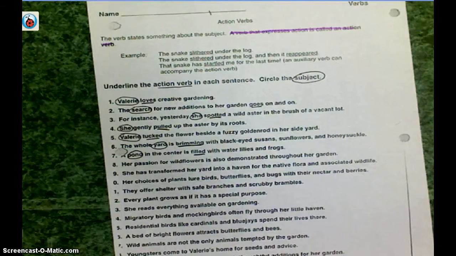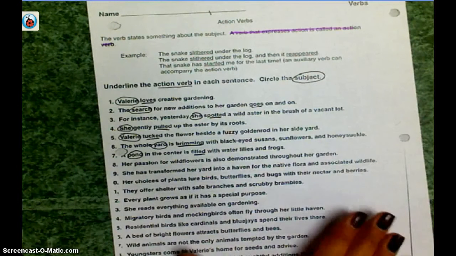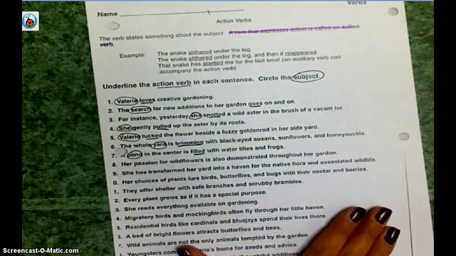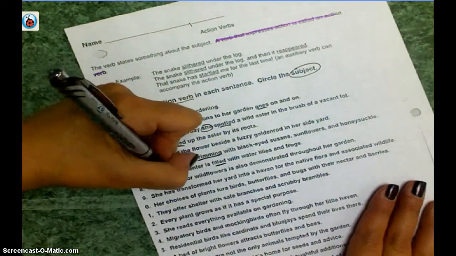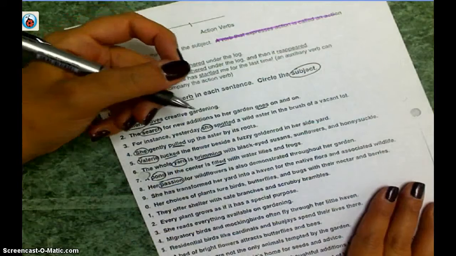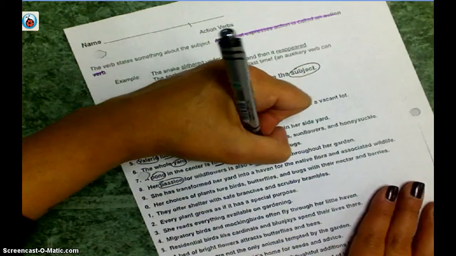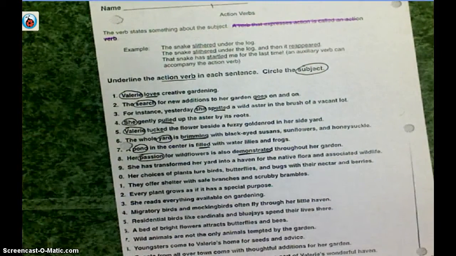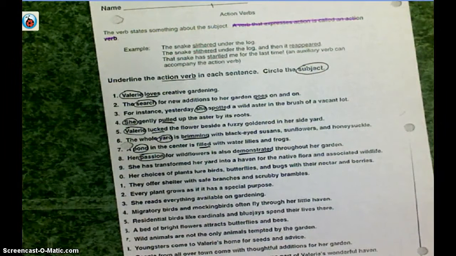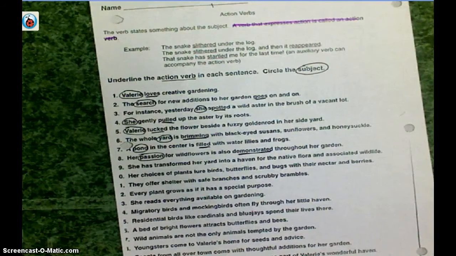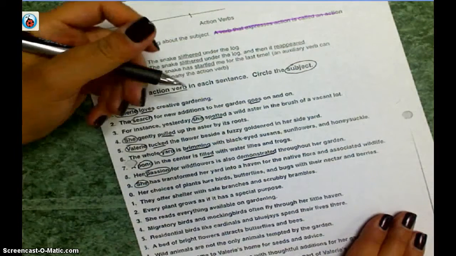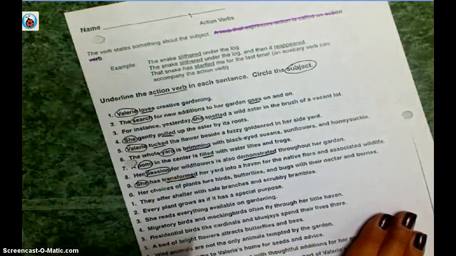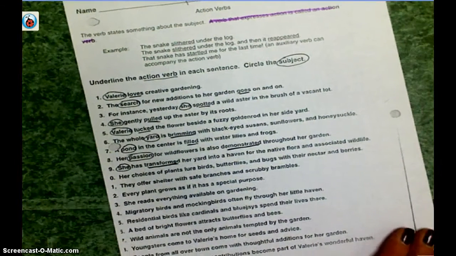Number 8. Her passion for wildflowers is also demonstrated throughout her garden. Who or what did it? What did it do? Her passion is demonstrated, but demonstrated is our action. Okay? Number 9, she has transformed her yard into a haven for the native flora and associated wildlife. Who or what did it? She. What did she do? She has transformed, but transformed is our action. Remember, we're only looking for actions.